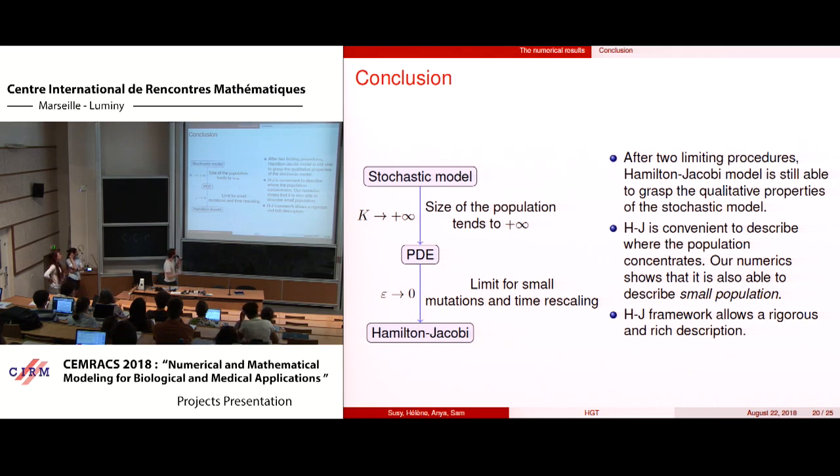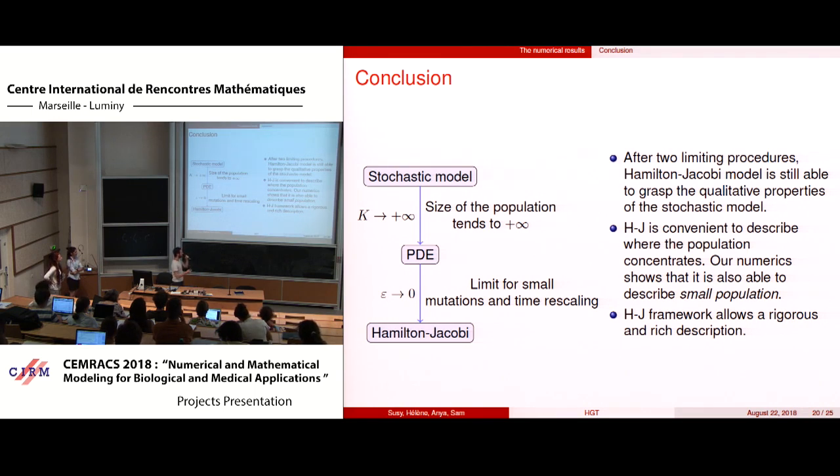And what is maybe new in this approach is that Hamilton-Jacobi has been used for almost 15 years to describe concentration phenomena, so where the dominant trait is located. But here, the numerics convey the fact that it's also able to give a precise description of a small population, because oscillations rely on a good description of small population.